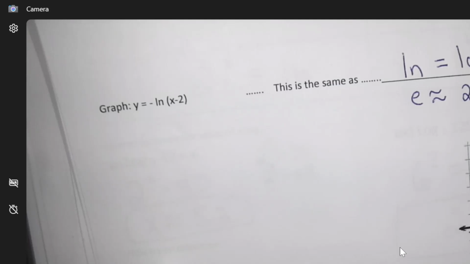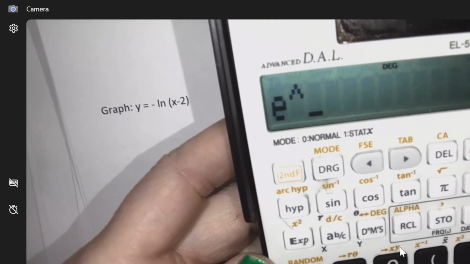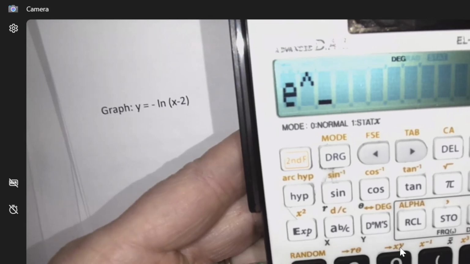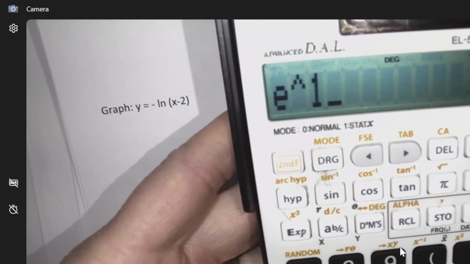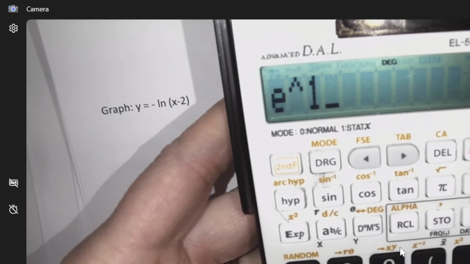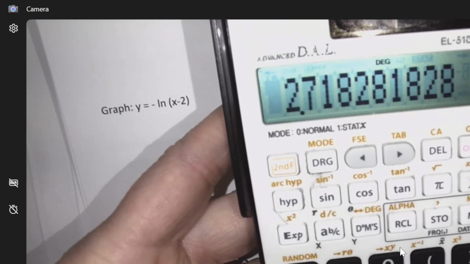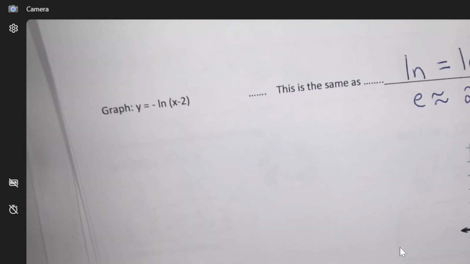Okay, so my calculator, when I push my e button, it makes me do an exponent. So if I just do e to the 1, mine makes me do an exponent. So this value is a number that scientists use all the time for bacterial growth and things like that.